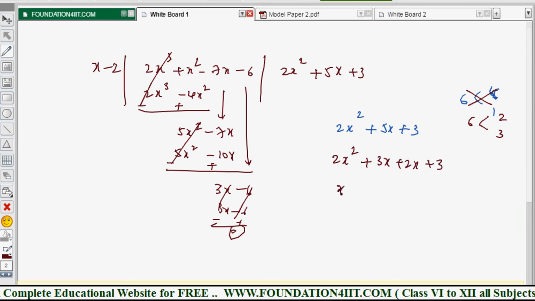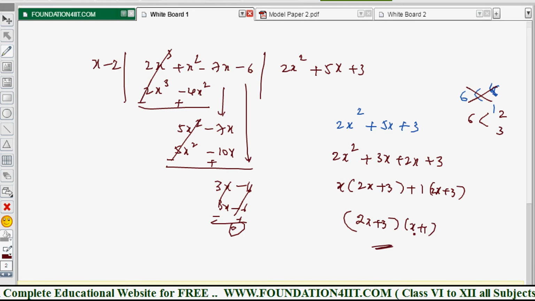If you take x common, 2x plus 3, plus nothing is common, means 1 is the common, then 2x plus 3. So 2x plus 3 is the common overall, x plus 1. So x plus 1 to x plus 3. Therefore, whatever f of x is the function, x minus 2 is a given factor, then the other factors are 2x plus 3 and x plus 1. Okay, these are the factors.